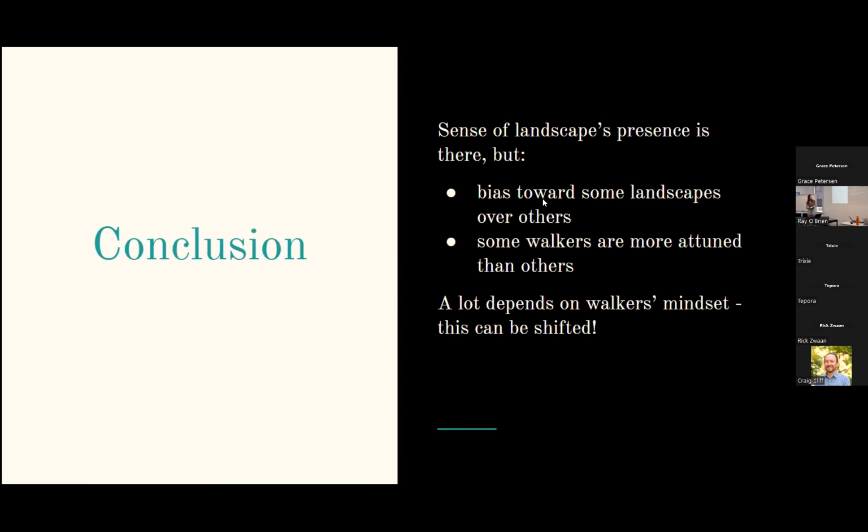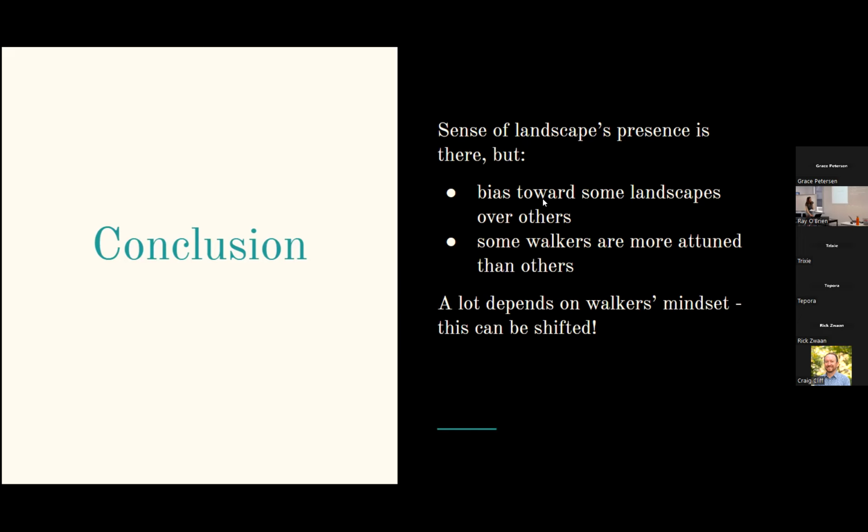So to wrap up, when I was looking at these accounts, for Te Araroa walkers, there is a sense of the landscape's presence, but it's definitely not universal and not evenly spread across the trail. Some landscapes are honoured with this more than others, and some walkers are also more attuned than others. And I looked at why that might be. A lot does depend on how walkers approach the trail, but the positive thing is that can be shifted.